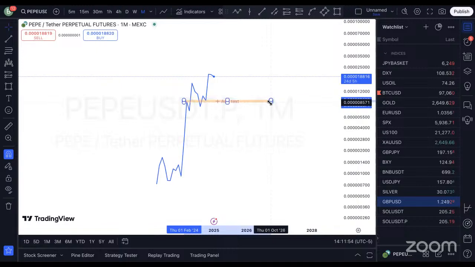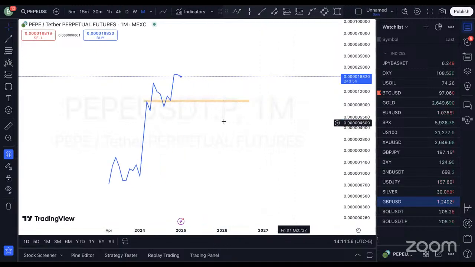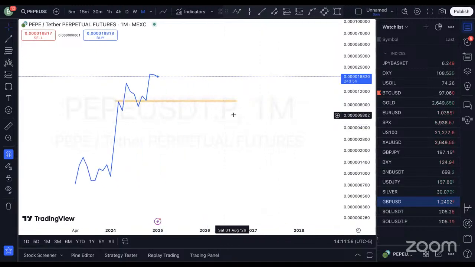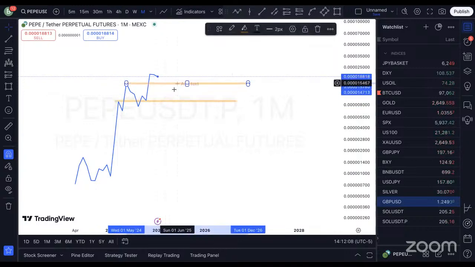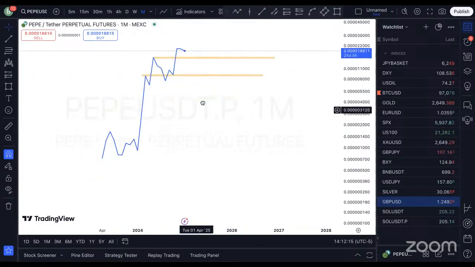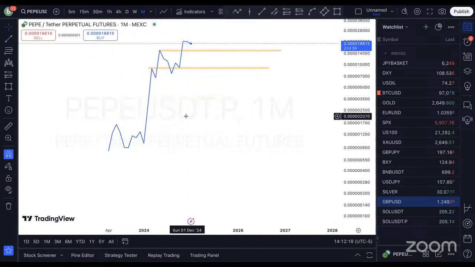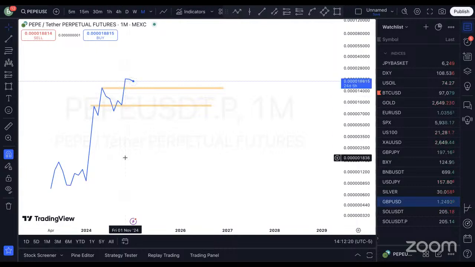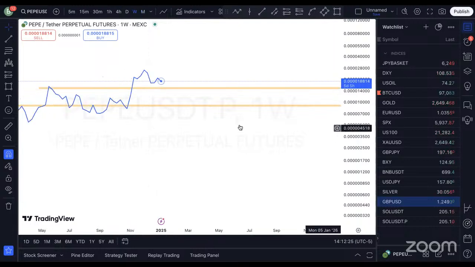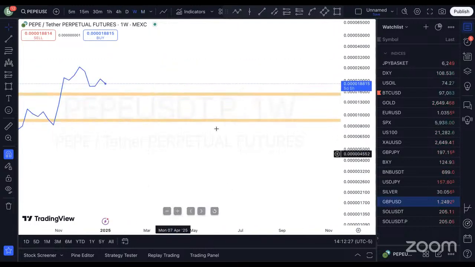100%. I think it's important to note. Then there's also another important level here that could be a break, retest, continuation on Pepe. We saw something like that happen here at the beginning of Pepe, so I think we should expect it here. If we drop down to weekly, the most important area for us is here.